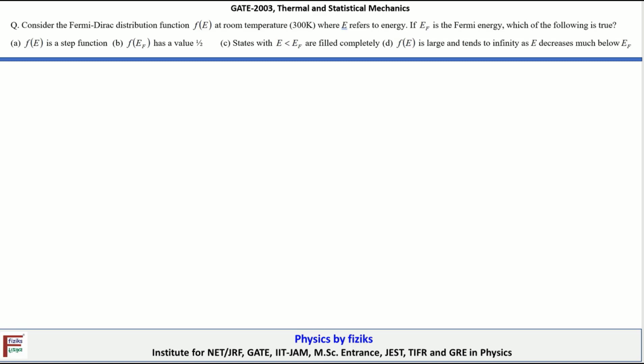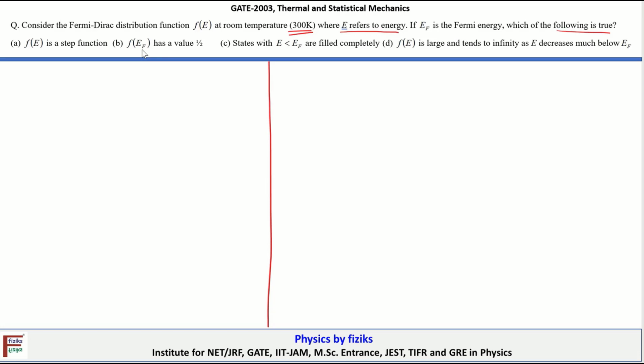So let's continue with the next problem. The statement is, consider the Fermi Dirac distribution function f(E) at room temperature, that is at 300 Kelvin, where E refers to the energy. If EF is the Fermi energy, which of the following is true? So we have to make the right choice among the given 4 options.